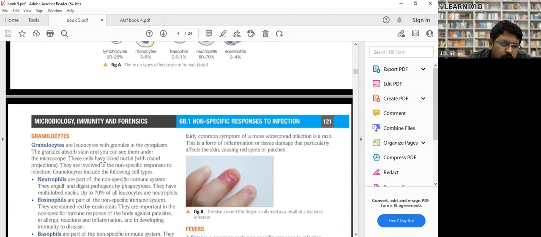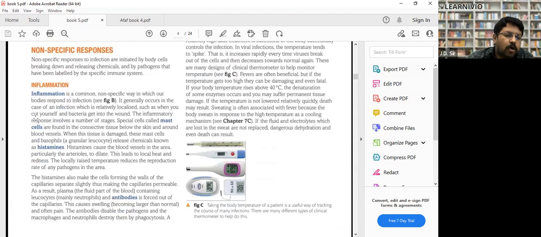Now, there is a non-specific response. Non-specific responses to infections are initiated by body cells breaking down and releasing chemicals, against pathogens that have been labeled by the specific immune system. What is the specific and what is the non-specific? A non-specific response is for every pathogen, and a specific response is for a particular kind of pathogen. Got it?